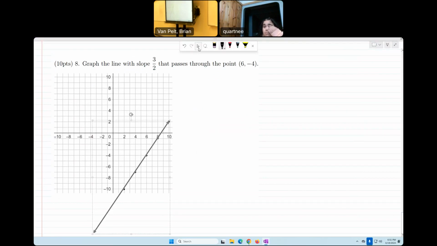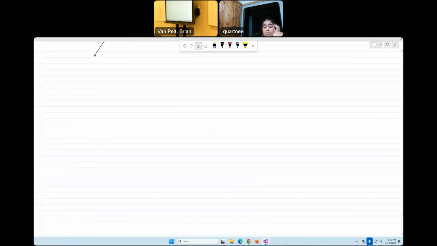Oh, there it is. So that's no different than the slope-intercept problems where you start at the y-axis. It's just starting at a different point. That's all it is.